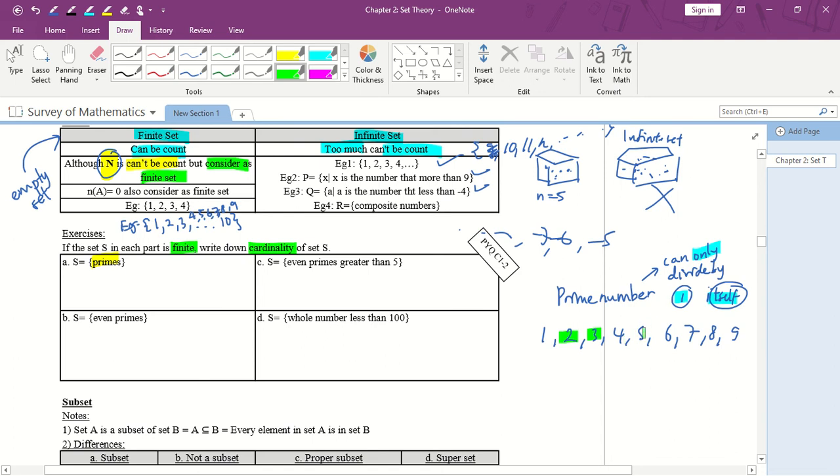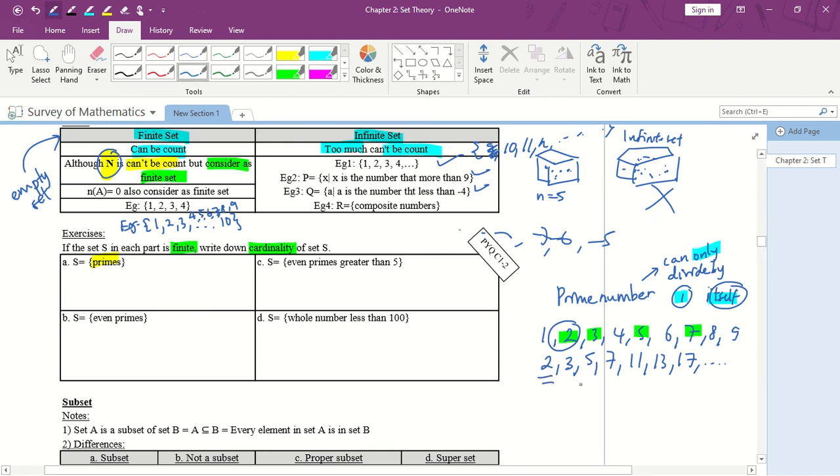How about 5? 5 can divide by 1, but cannot divide by 2, 3, 4. And it can also divide by itself only. So it's 1 and 5. So it's considered a prime number. 6? No, because it can divide by 2, which is not part of here. So cannot consider. 7? Yes, because it can only divide by 1 and itself. And it continues, okay? So basically, if you know the idea, it has 2, 3, 5, 7, 11, 13, 17, and more.